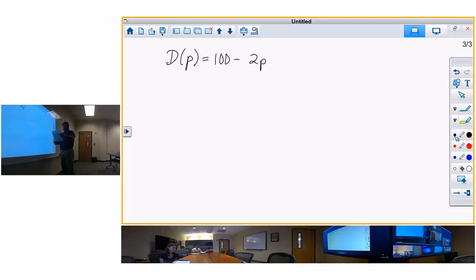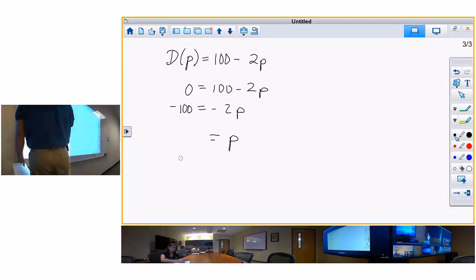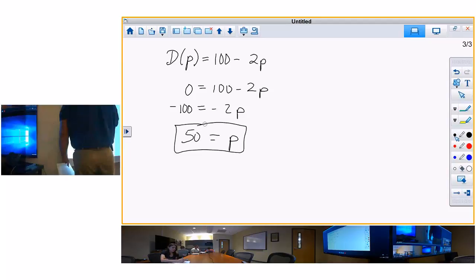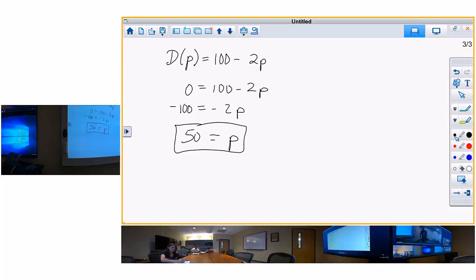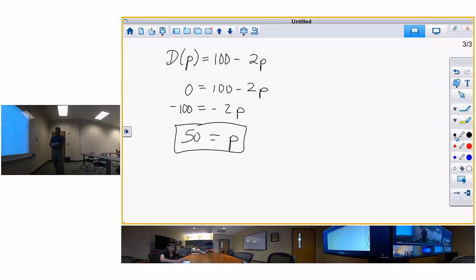0 is equal to 100 minus 2P. Minus 100 is equal to negative 2P. P is equal to 50. That's why it wasn't in the note-taking guide. It's basic algebra. Okay, I'll give y'all one of those on the test because it's so easy.